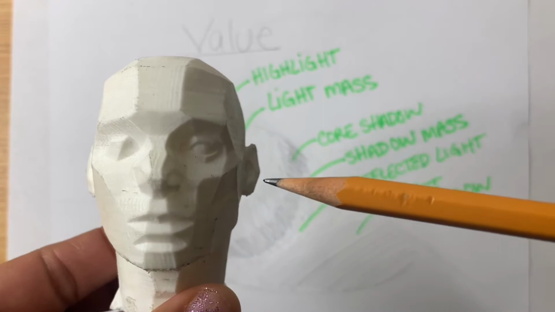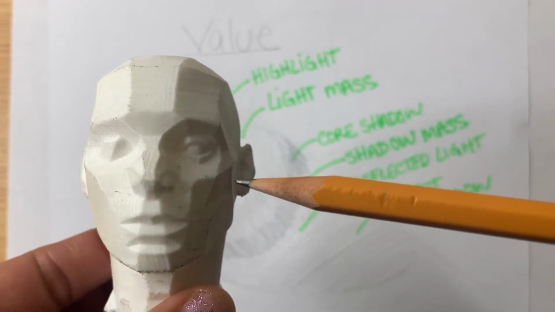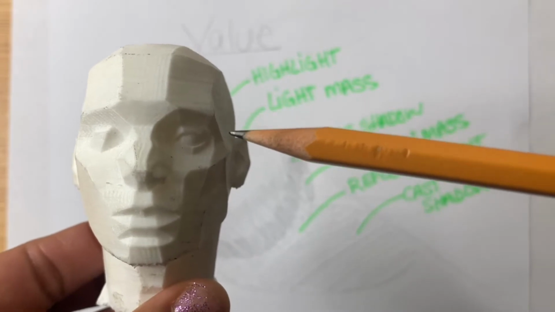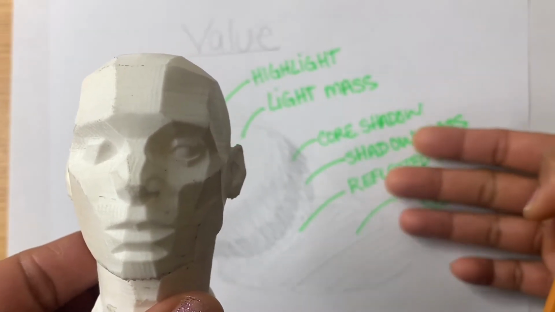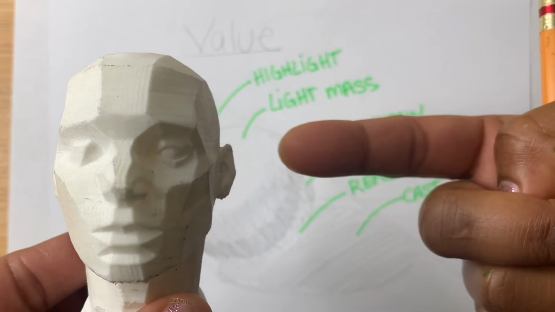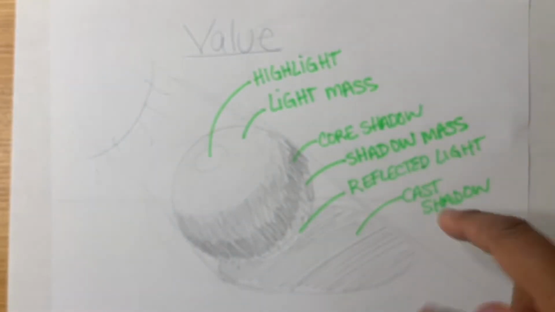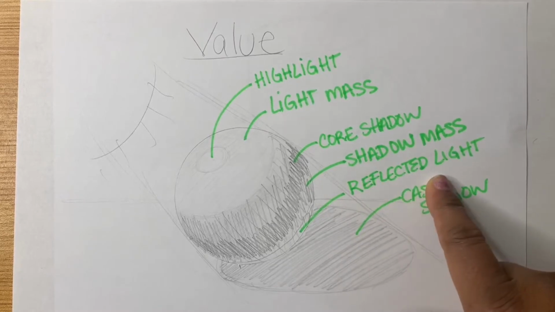Within the shadow mass, you're gonna see some areas that get lighter. Do you see right there on the cheek and right there on the temple where it's getting lighter? That's because the light from the table is bouncing back into the head and making it lighter on that side. That's why they call it a reflected light. So that's the reflected light, it's a bounce back light.